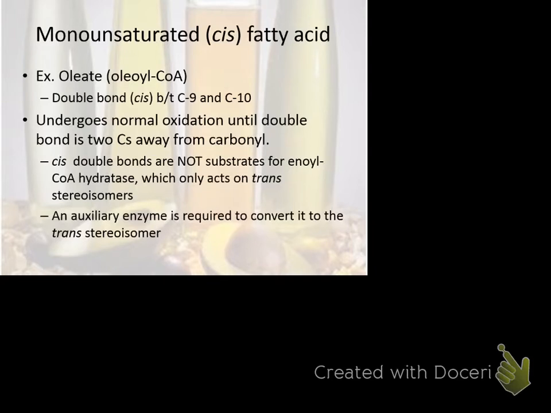So what happens is normally you just go through normal beta oxidation until you get within 2 carbons from the double bond, okay? And what happens is it gets stuck because that double bond is not a trans fat. It's a cis fat. So we have to have some type of enzyme that will convert it to the trans stereoisomer, because the enoyl-CoA hydratase is the one that recognizes it as being a trans fat.